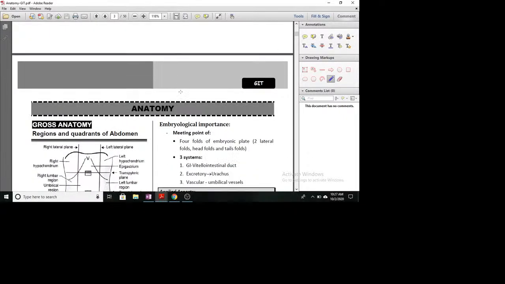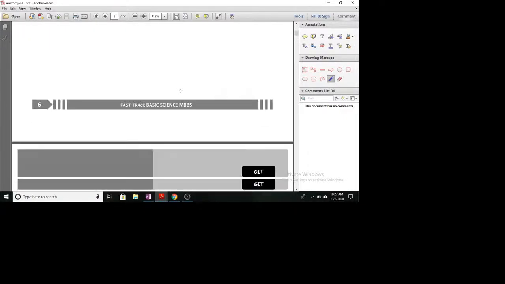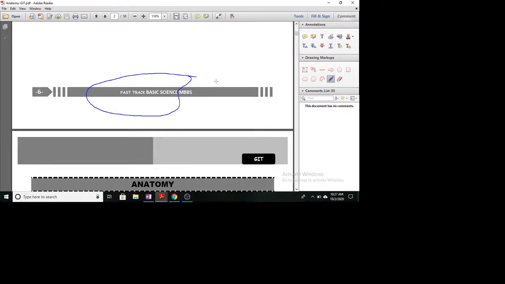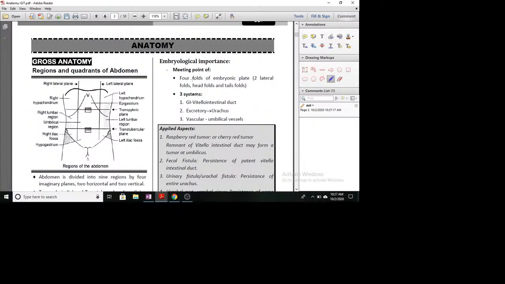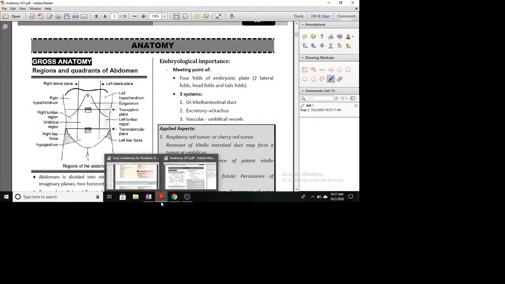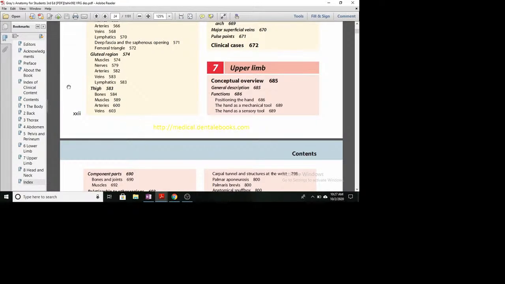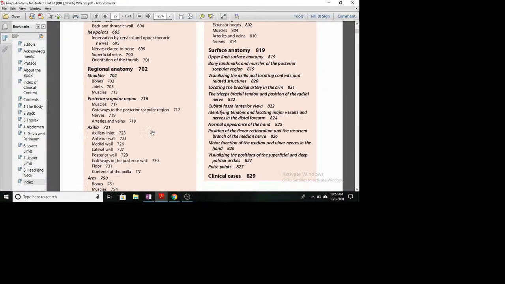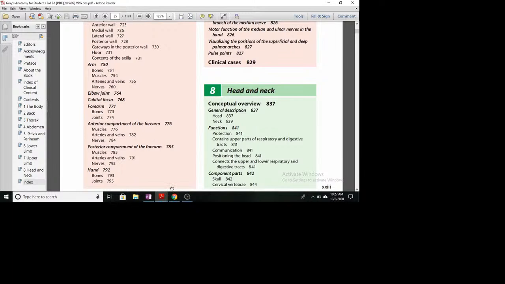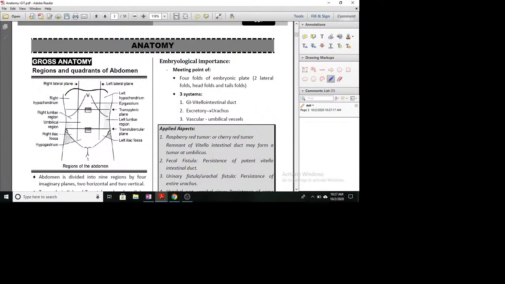The PDF which I'm reading is called Fast Track, and this is basically the note compilations in a printed form. I'm going to study this along with Gray's Anatomy for Students, third edition. So let's begin. We'll be studying some basic things from this PDF, which I call Fast Track, and complex things from Gray's Anatomy.